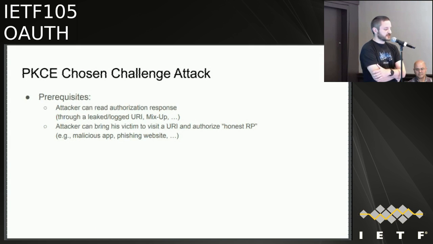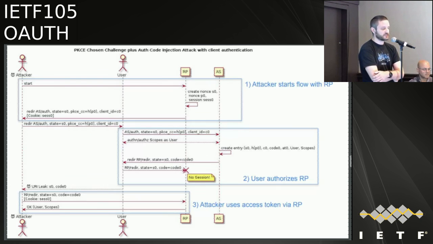In order to launch that attack, we need an attacker that can read the authorization response. There are many ways in which this could happen. For example, because the URI is leaked or logged somewhere, maybe because there's a mix-up attack, or there's a component used on a mobile device which leaks these URIs, or something like that. And an attacker needs to be able to bring his victim to open some arbitrary URI. And now the attack works as follows.